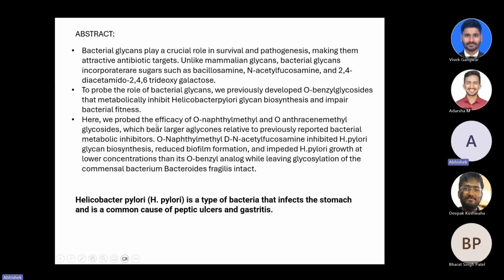Here we probe the efficacy of O-naphthylmethyl and O-anthracenemethyl glycosides, which bear larger aglycons relative to previously reported bacterial metabolic inhibitors. In this paper, O-naphthylmethyl D-N-acetyl-fucosamine inhibited H. pylori glycan biosynthesis, reduced biofilm formation, and impeded H. pylori growth at lower concentration than its O-benzyl analog, while leaving glycosylation of the commensal Bacteroides fragilis intact.